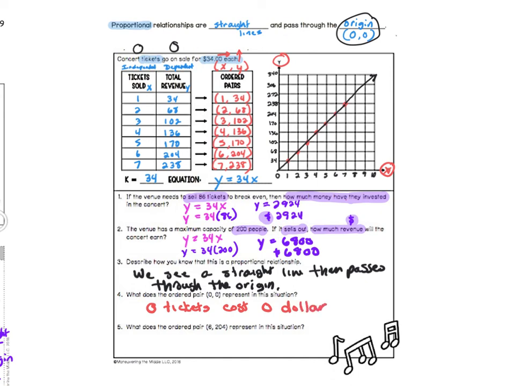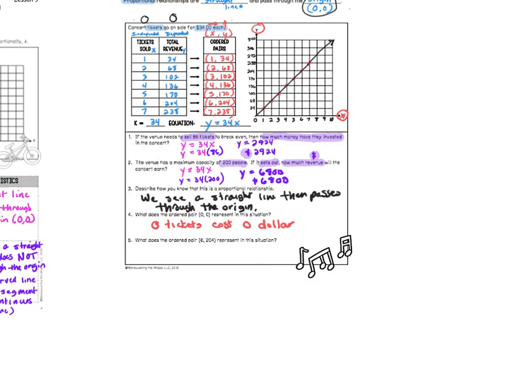So the final question today is, what does the ordered pair 6, 204 represent in this situation? So I'm going to give you a time to think about that. Well, we do see our ordered pair 6 and 204, but that came from 6 tickets and $204. So in this situation, this means 6 tickets cost $204.